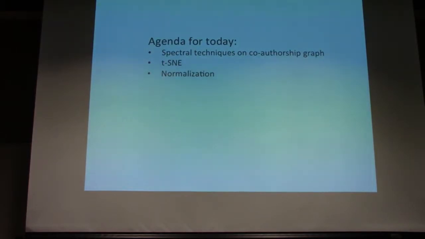So the agenda for today would be spectral techniques on coauthorship graphs. Basically, we'll pick a coauthorship graph, which is a very well-known graph for the people who research in graphs. And the next one that we'll look at is t-SNE. I think most of you would have seen t-SNE in your second assignment. And then we'll look at why, and when, it is good to normalize our data before clustering, and when it is not.